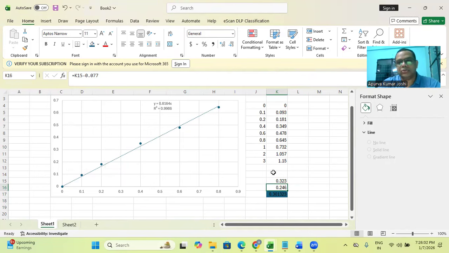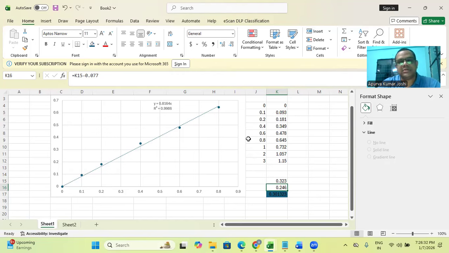Hope this video was useful in your understanding of how a standard graph is constructed and how regression analysis is done. Linear regression, mind you. As I told you earlier, there are a lot of experiments where you cannot do linear regression analysis. You have to go for non-linear regression analysis, particularly if you're doing ELISA or receptor binding studies. In such cases, you have to go for non-linear regression, but simple experiments will often follow linear.